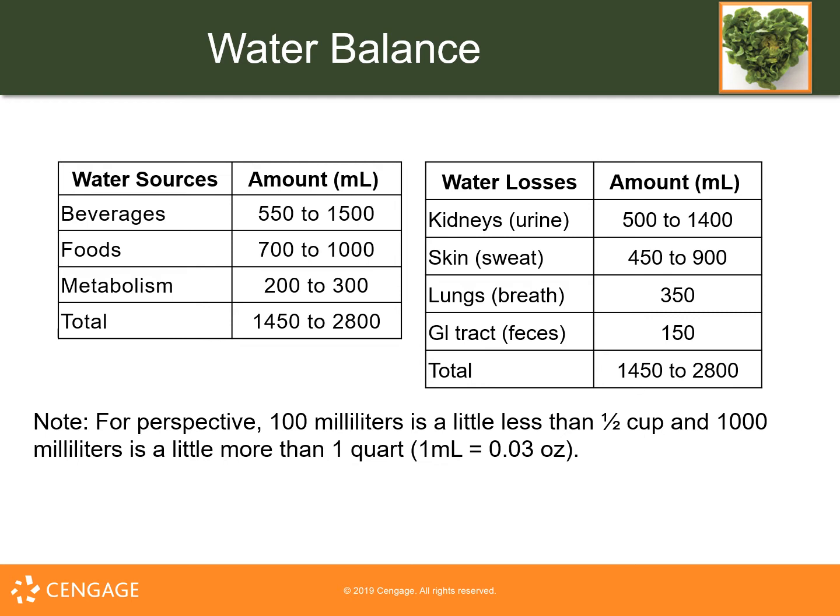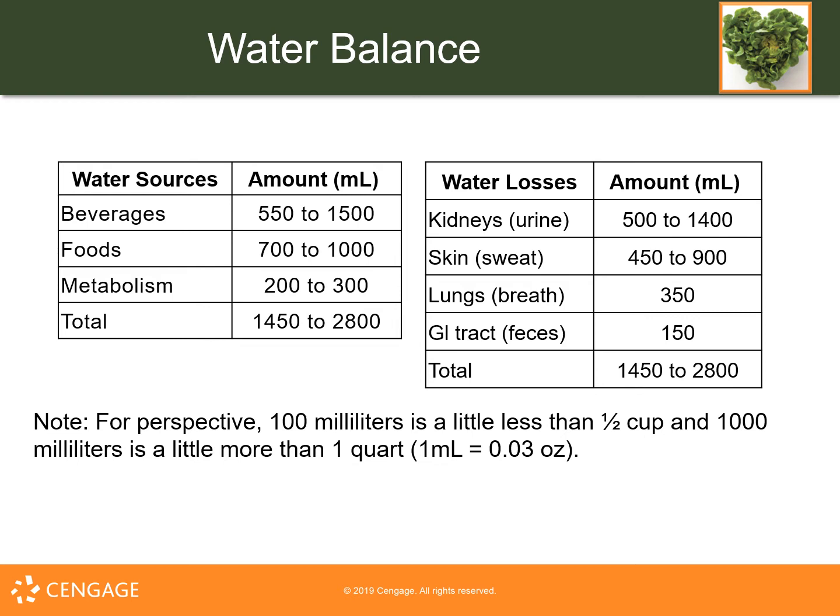Okay. Also, another method for determining water intake is based on total caloric intake. In other words, 1 milliliter of water should be drunk for every 1 calorie consumed. Okay. And here we go. So beverages, water sources, you can get 550 to 1500 milliliters from beverages. Foods, 700 to 1000 milliliters. Metabolism, you can gain 200 to 300 milliliters, so a total of 1450 to 2800 milliliters.